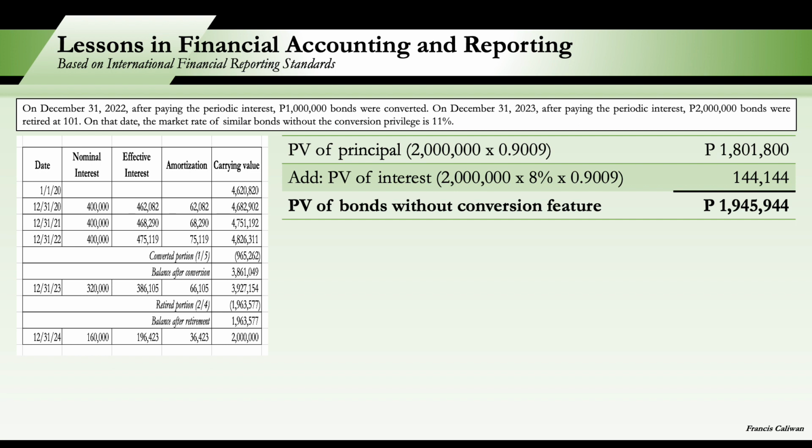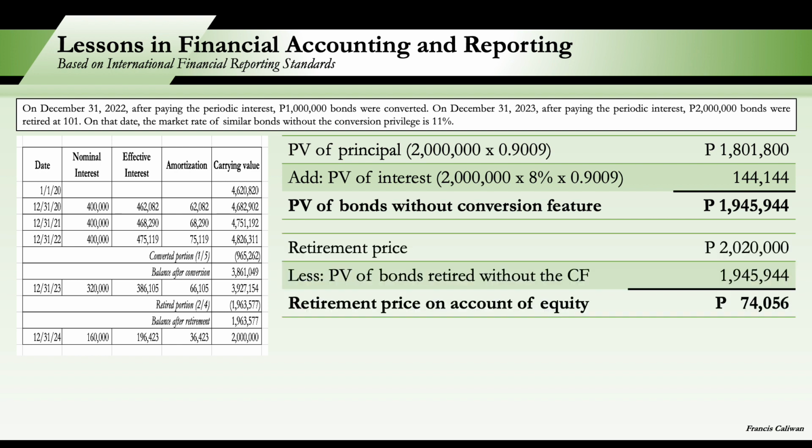Next is we allocate the retirement price. So the retirement price, which is 101, it's mentioned in the problem. So that's 2 million times 101 is 2,020,000, allocated between the bonds and the equity component. So for the bonds, we have 1,945,944. So out of the 2,020,000 retirement price, 1,945,944 is allocated to the liability component. Therefore, the retirement price assigned to the equity component is 74,056. And with that figures, we can have this schedule.